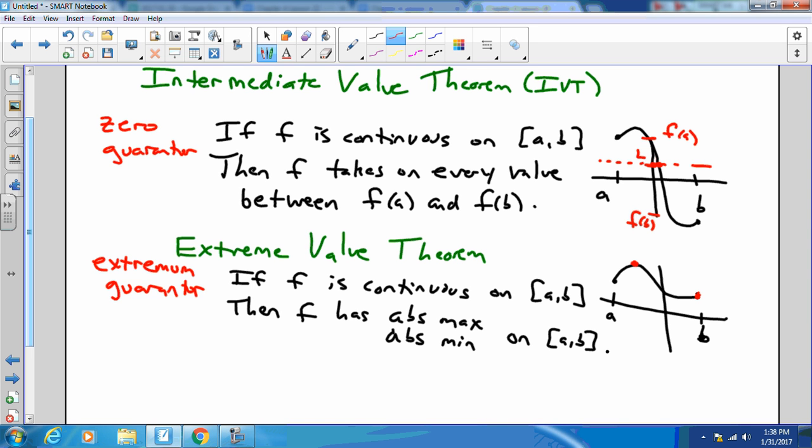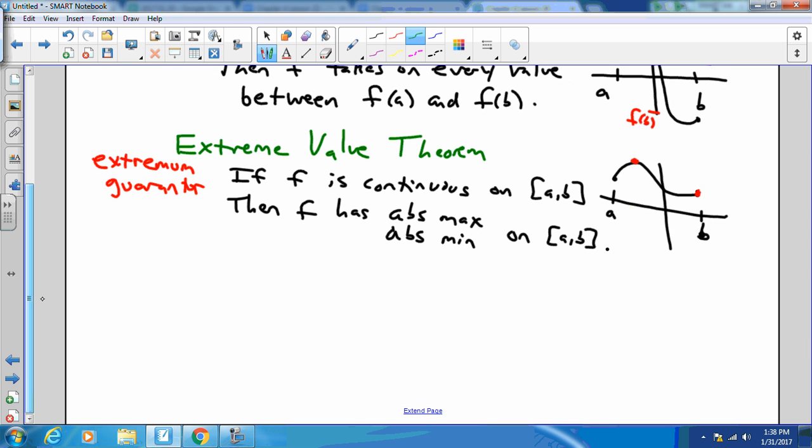It guaranteed that we had extreme values. And finally, our third theorem was the mean value theorem that you have been working with. And you guys are familiar with the conditions. Go ahead and give them to me, everybody out loud.